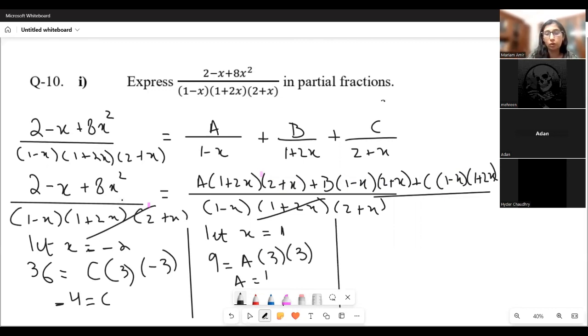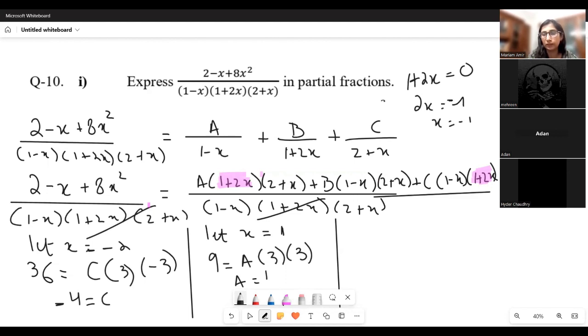Next, I need the value of B. So what I can do is equate this term to 0 or this term to 0. So that would be x equals minus half. Do that here. 1 plus 2x should be 0. So 2x should be equals to minus 1. So x should be equals to minus half. So let x equals minus half.